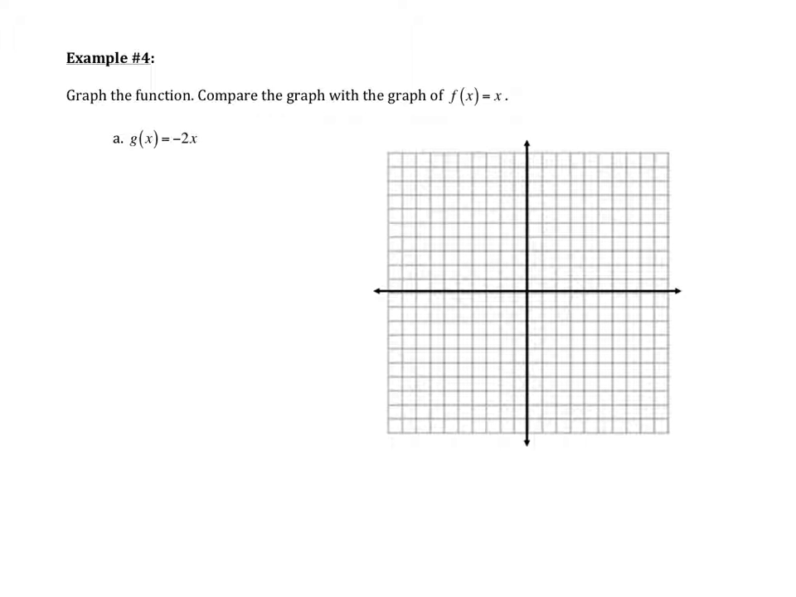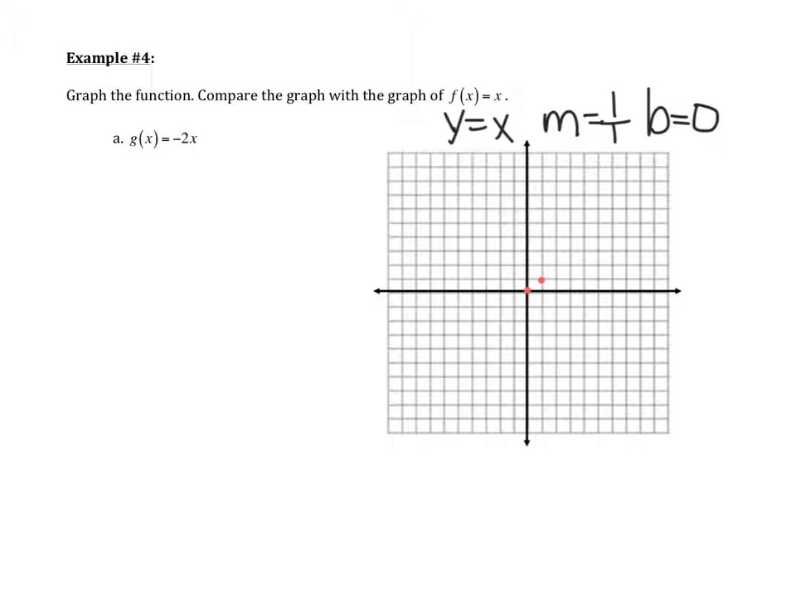In example number 4, we'll see the comparison of the parent function compared to a modification of that parent function. So again, example number 4 says graph the function. Compare the graph with the graph of f of x equals x. So remember, that's just y equals x. That is a graph that has a slope of 1, in this case 1 over 1, because remember you always want rise over run, and a y-intercept of 0. So let's first graph that. I always start with the y-intercept, so I'm going to start at the origin. If the y-intercept is 0, I'm going to put a dot at the origin. And then my slope is up 1 over 1.